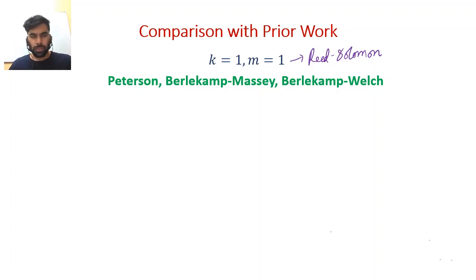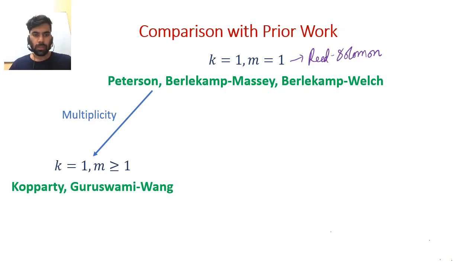There are 2 ways to generalize this. One is the generalization of multiplicity. So you look at univariate polynomials, but you ask for high multiplicity at each point, and you want to do noisy interpolation. This line of work was extended by Kopparty and Guruswami-Wang in a result which does more than unique decoding, and I'll get to that later.